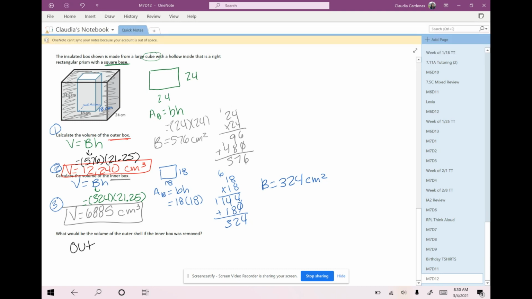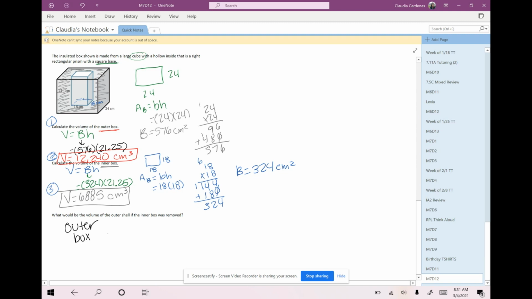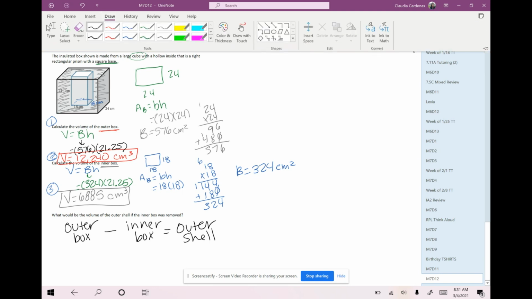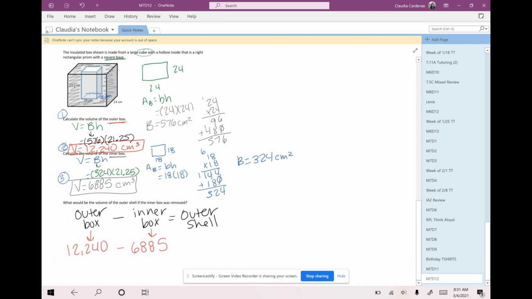So I'm taking the outer box. Now I could draw the outer box if I wanted to, but I think it's going to take me a little too long to do that. Minus the inner box will get us the outer shell, the leftover, the space that is being taken up that is surrounding the rectangular prism but does not include the rectangular prism. Well, luckily, I already have the volume of the outer box. It is 12,240, and I just found the inner box, which is 6,885. So I know I need to subtract and take away that volume of 6,885 to see what is left over.